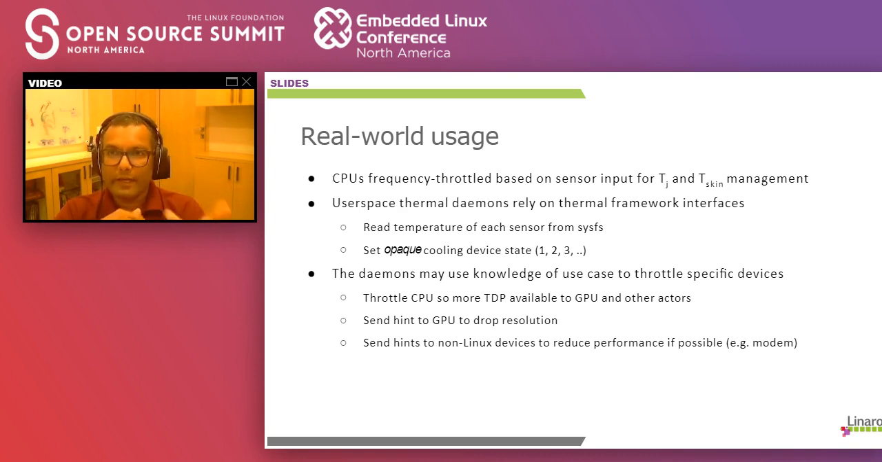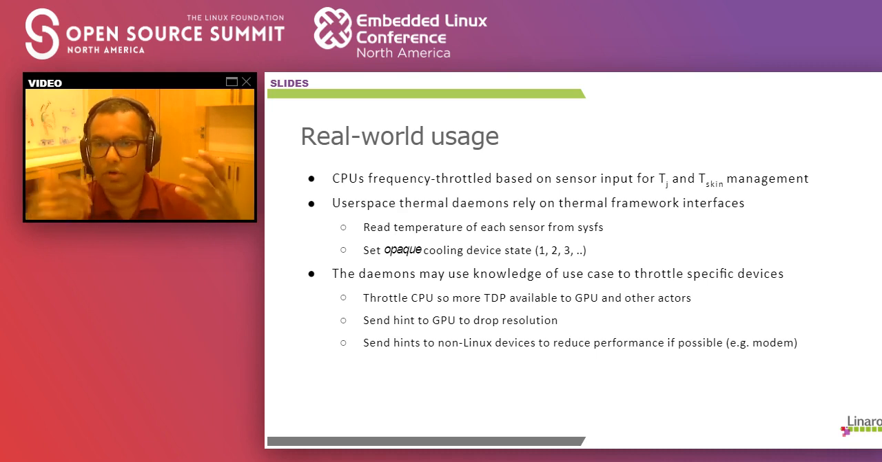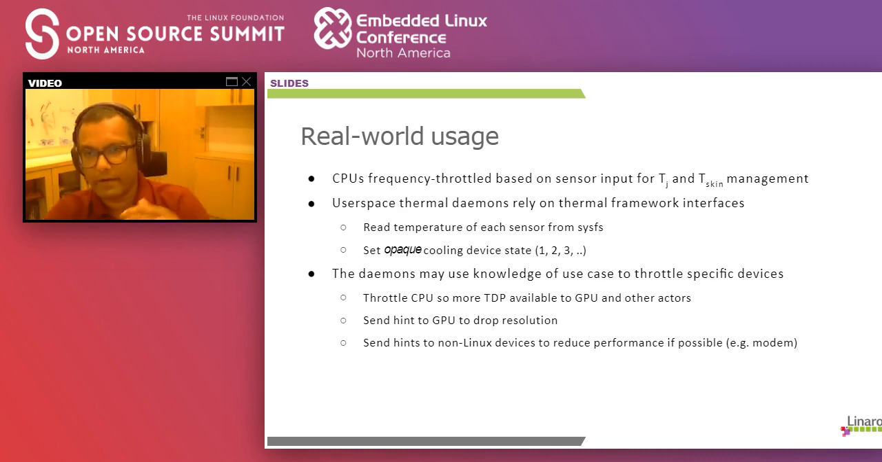Then more sophisticated daemons might actually use the knowledge of the use cases running on the system, whether it's a gaming use case or a web browsing use case. So they have ways of detecting that, and they might use that to throttle specific devices. So you might say things like, I'm running a game. It's mostly GPU bound. I want to throttle the CPU. And so the thermal daemon can do that from user space. It might send a hint to the GPU to drop resolution if we are heating up too much or running out of battery.